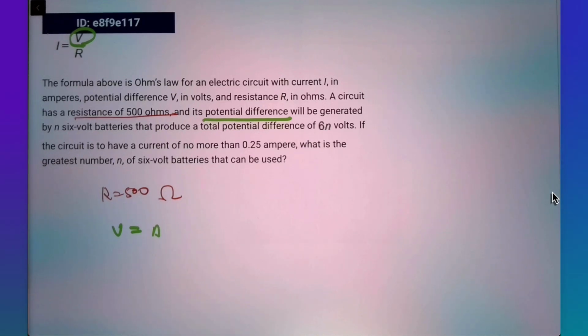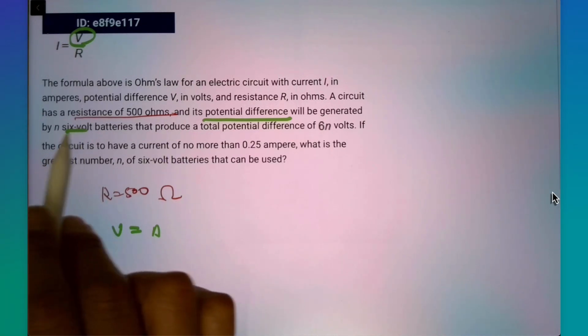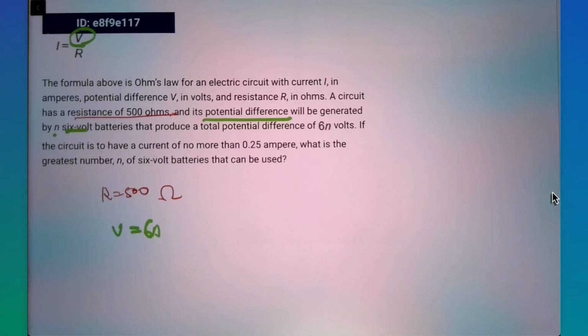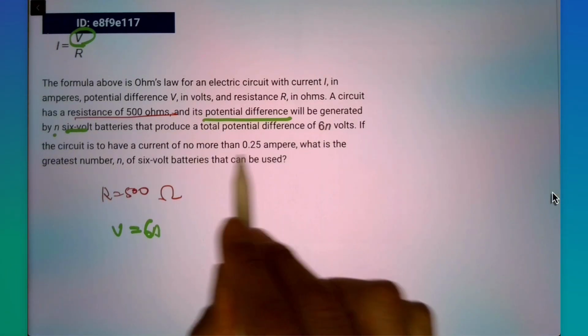So N batteries produce a total potential difference of 6N. Okay, so 6 volt and 6N. If the circuit has to have a current of no more than 0.25 amperes, what is the greatest number N of the 6-volt battery that can be used? It said it's no more than 0.25 ampere.